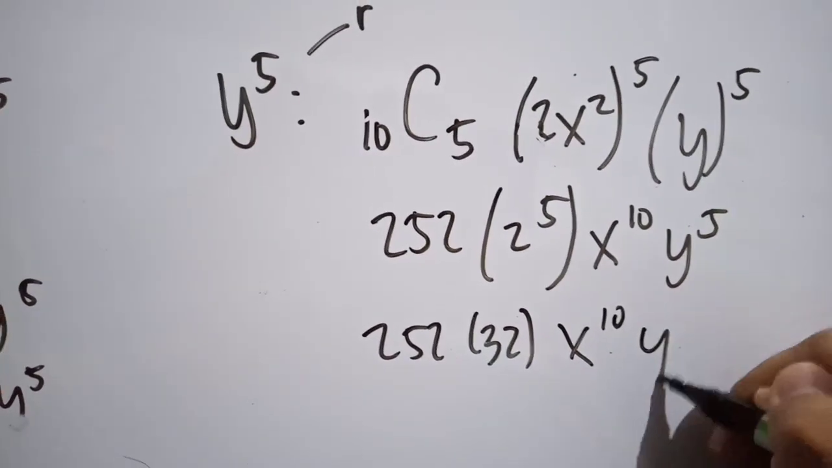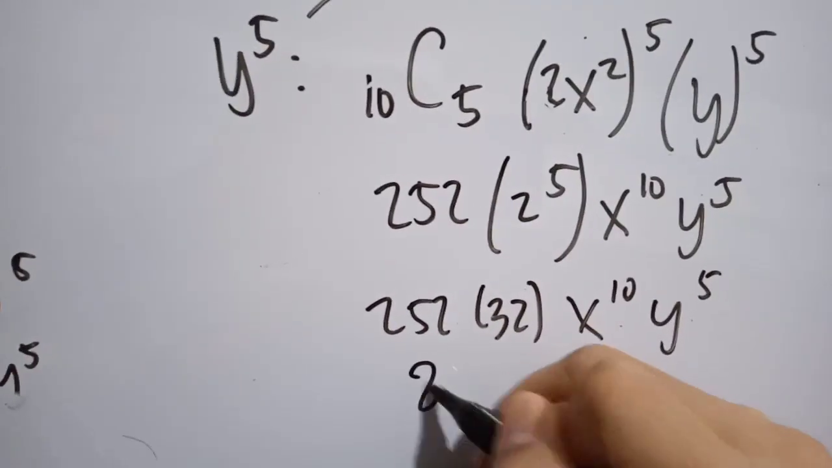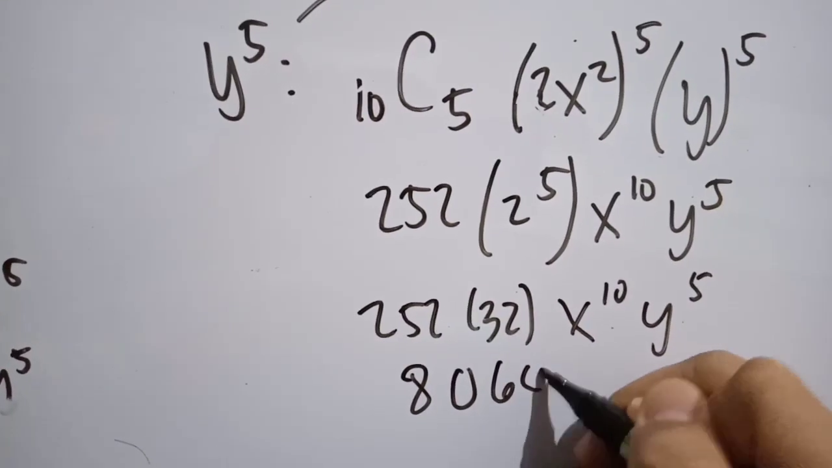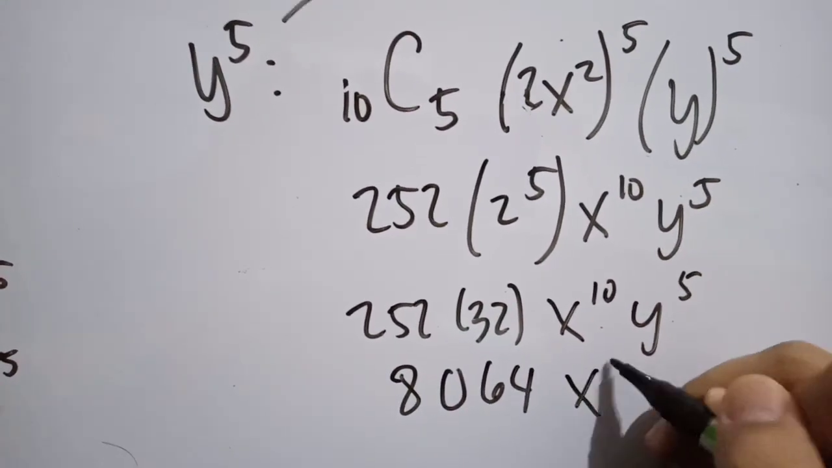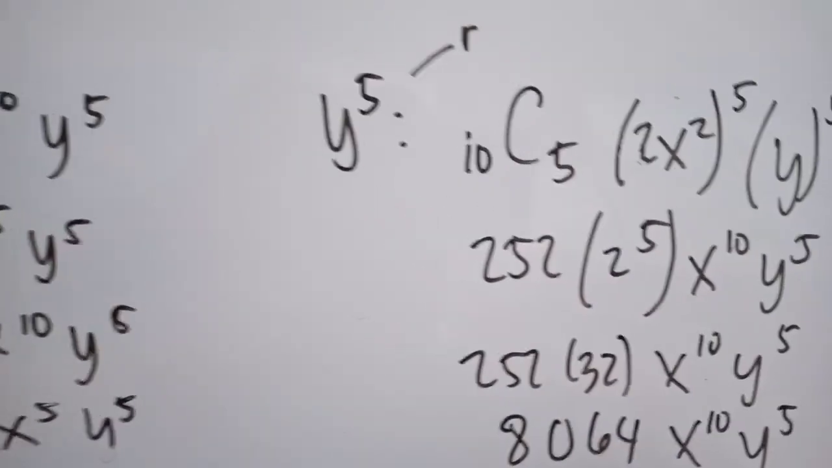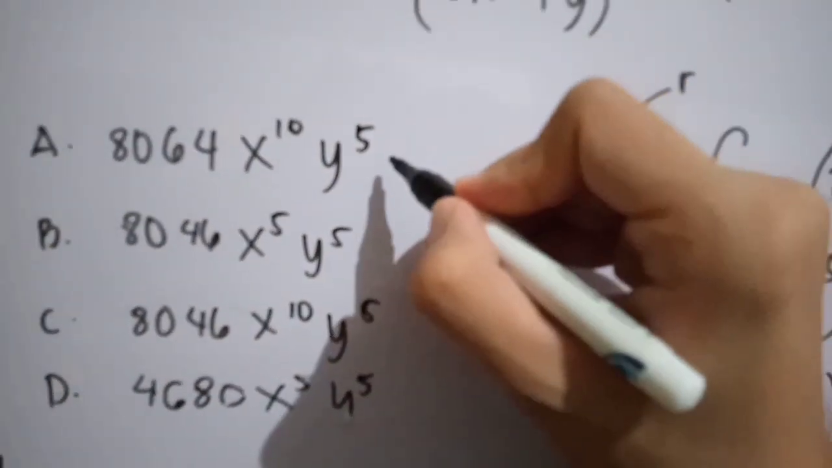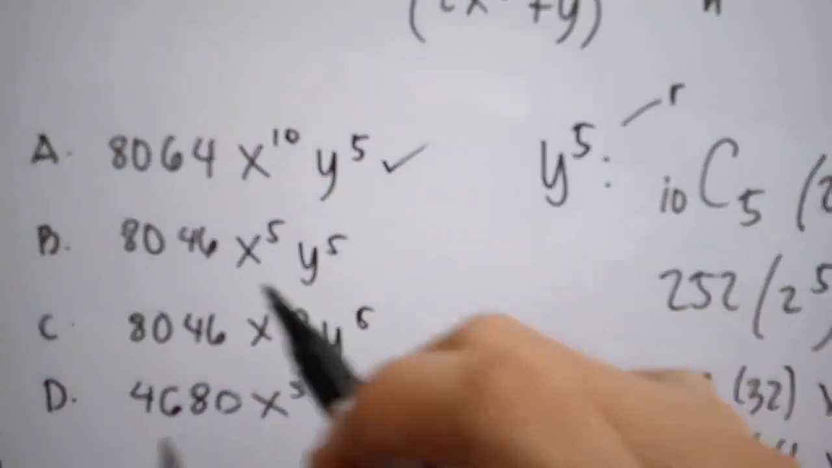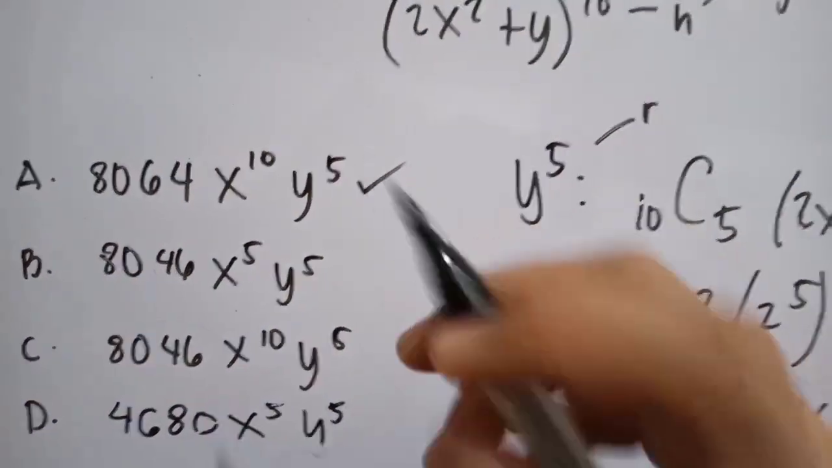Sulat muna natin to. So ito 8,064 x raised to 10 y raised to 5. So ito, so letter A ang tamang sagot, 8,064 x raised to 10 y raised to 5.